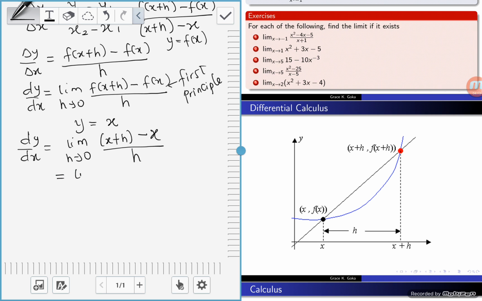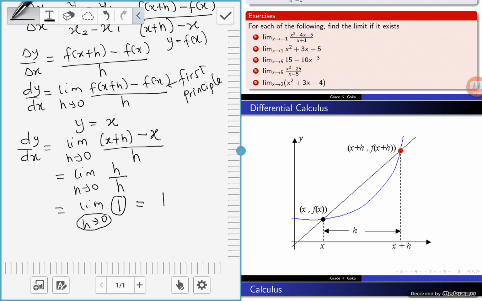And this is equal to the limit as h approaches 0, x plus h minus x. So x minus x gives us 0, plus h. So we have h over h, limit as h approaches 0. H over h is what? 1. And the limit of a constant, we have seen previously, is always that constant. It doesn't matter what the limit is approaching, as long as the function is a constant, the limit of that constant is always equal to the constant.